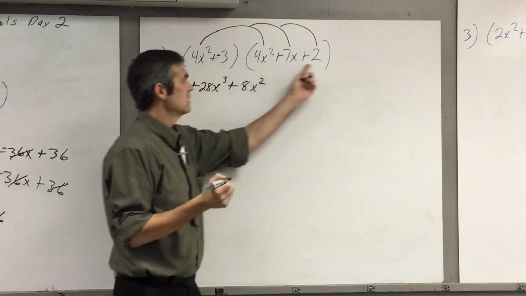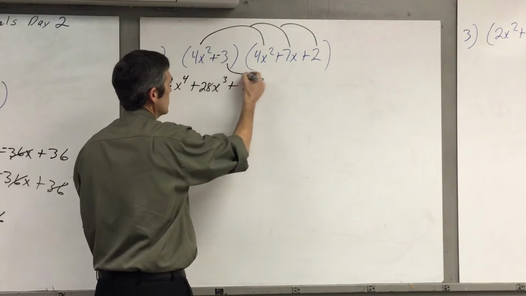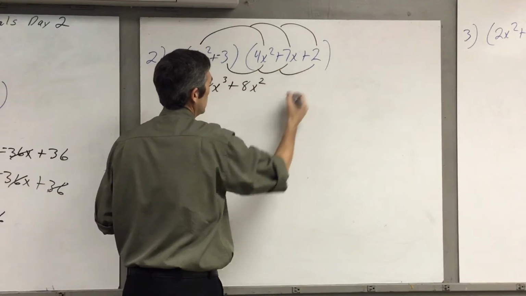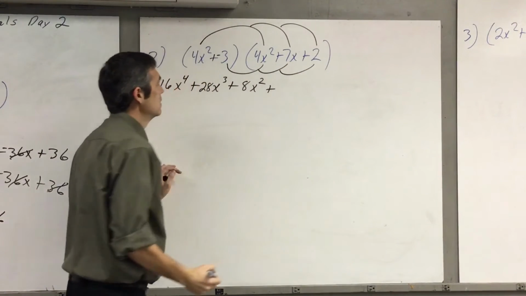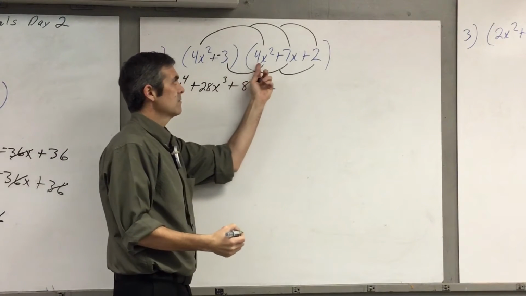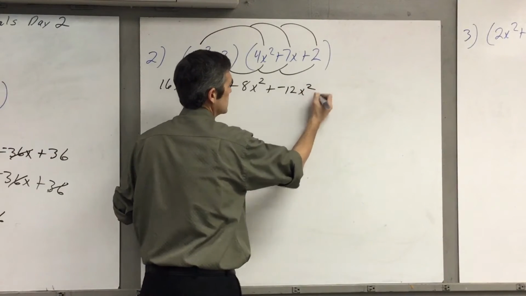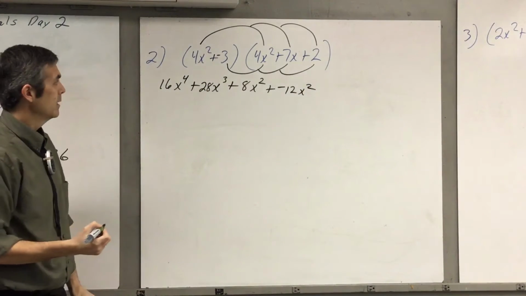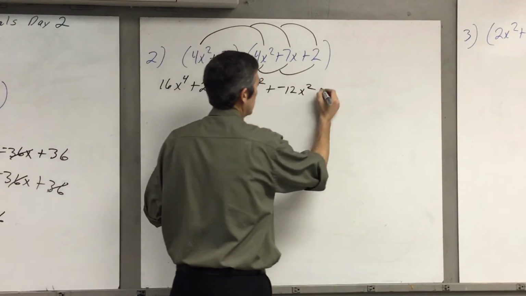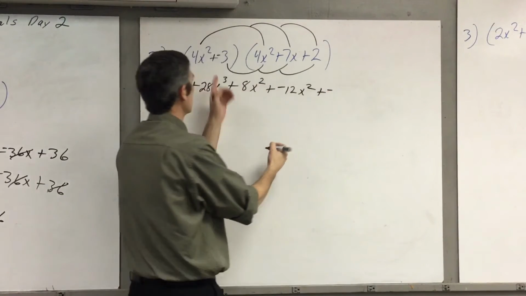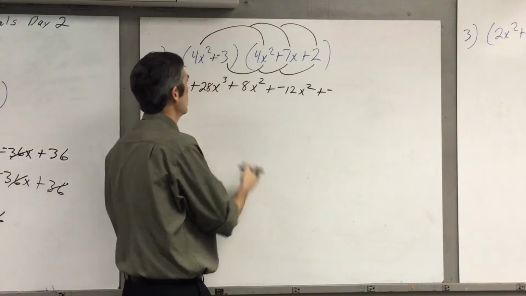Now we've got these. Now we're going to come back and do these. Here, here, and here. Plus negative 3 times 4x to the second, negative 12x to the second. And then do the next one. Plus, and I know it's negative, the negative times a positive gets me negative.